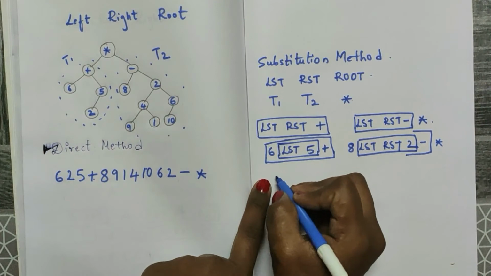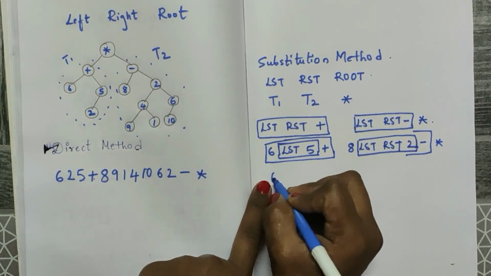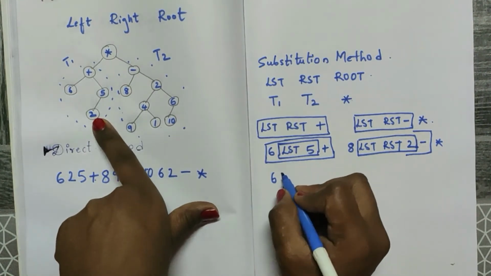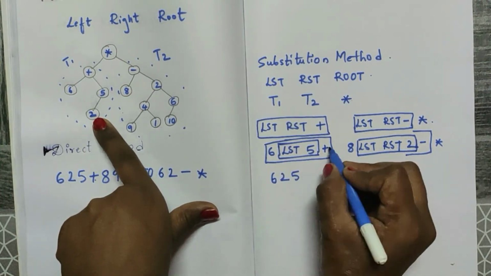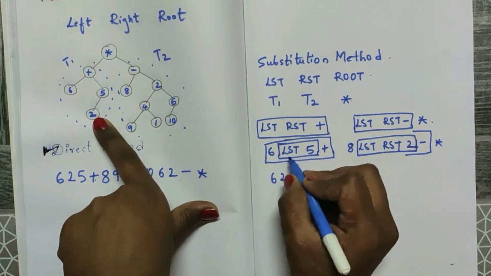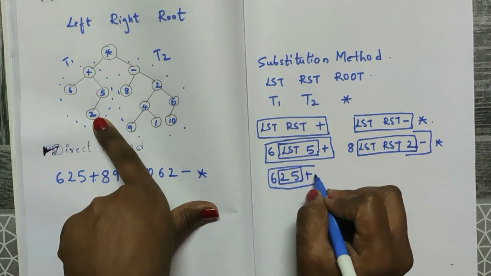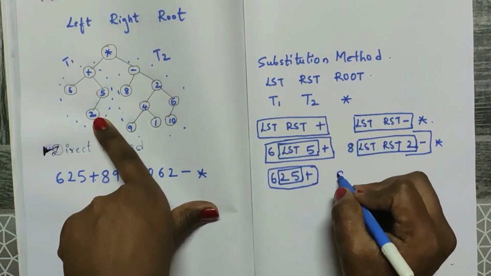Now let's come back here in T1. Now 6. Now your 5 has LST. So your 5's LST is 2. So this 5 and this 1 plus. First this one will be in a single box and this will be in another box. Now this 8 comes here.